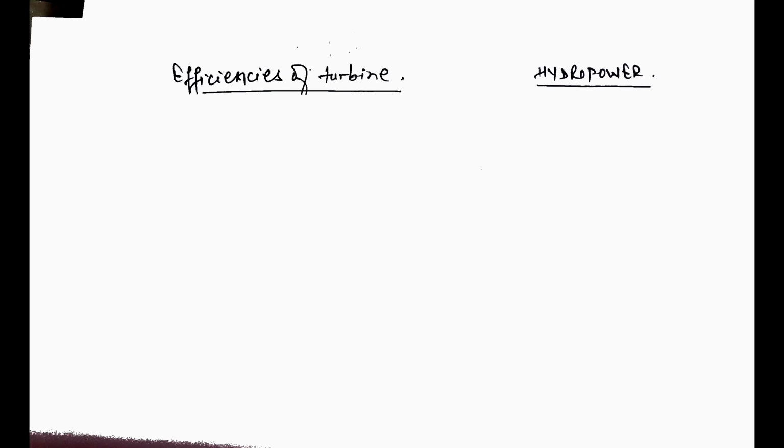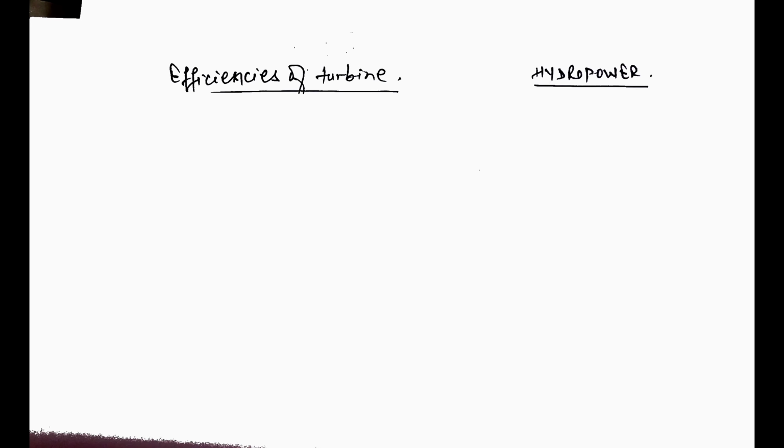In this lecture we'll talk about the efficiencies of turbine. The efficiency of a turbine in a hydropower system is a critical factor that determines how effectively it can convert the kinetic energy of flowing water into mechanical and electrical energy. The efficiency is often expressed as a ratio of the actual output to the theoretical maximum output.